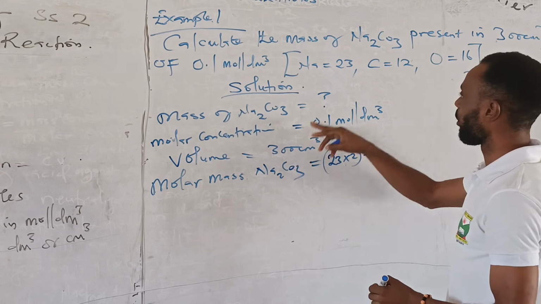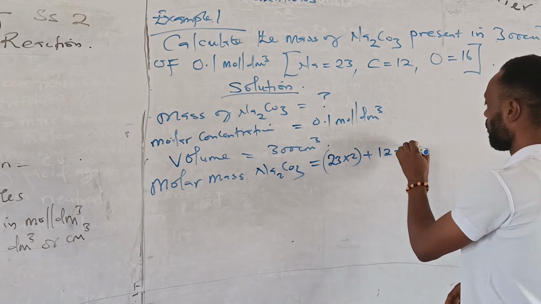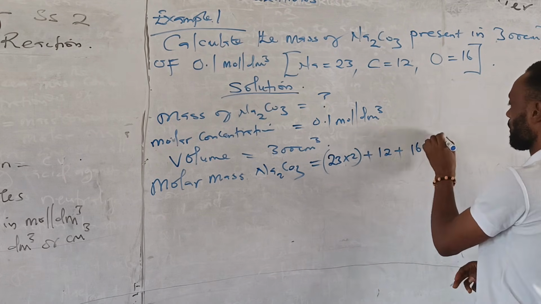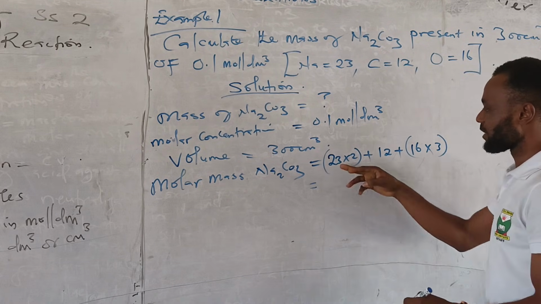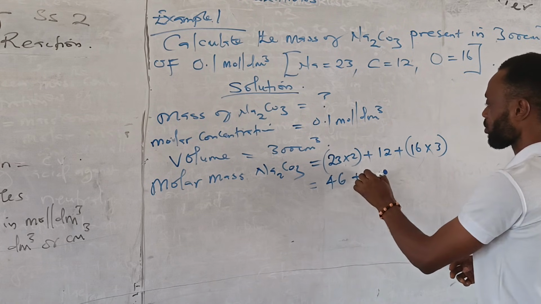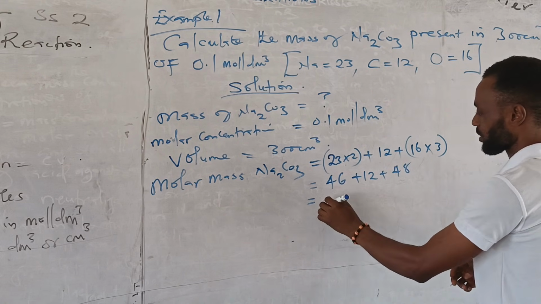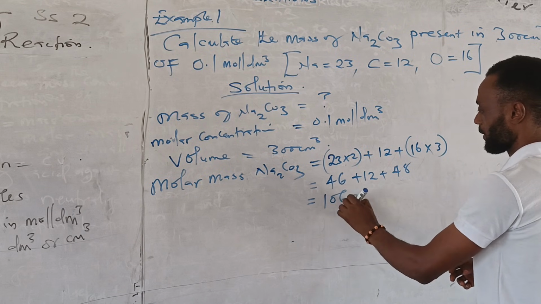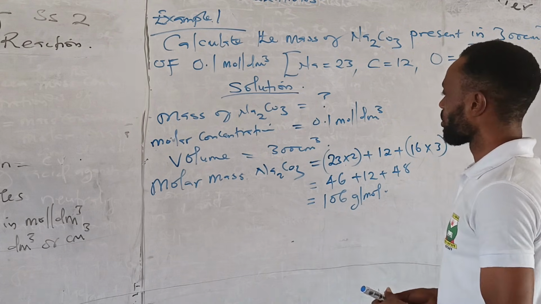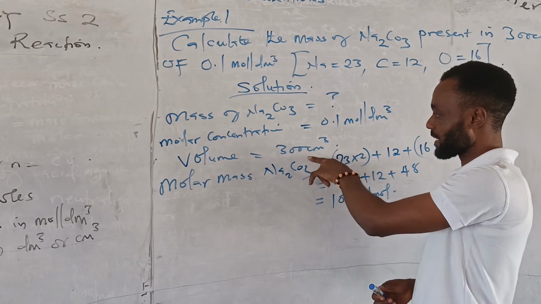Plus the carbon, which is given as 12 as our mass number. Plus we have oxygen, whose mass number is 16, multiplied by the 3 atoms. And then you sum everything up. Clearing the bracket, we have 46, plus 12, plus 48. This will give you a total sum of 106 gram per mole as our molar mass. So with this, I know we have the volume given to us as 300 cm cube.